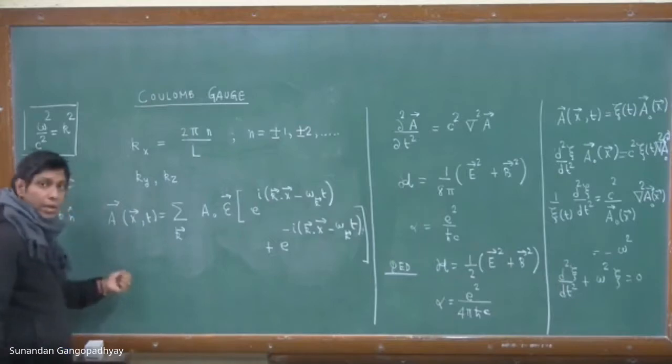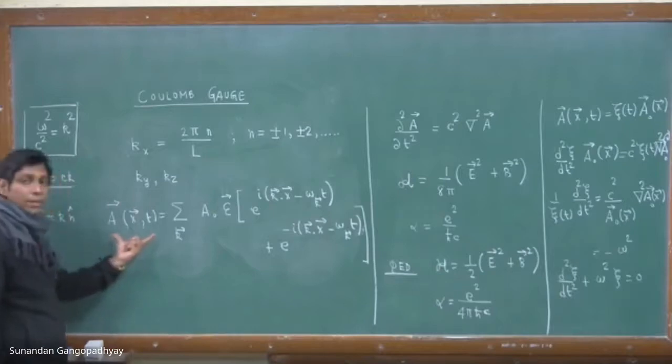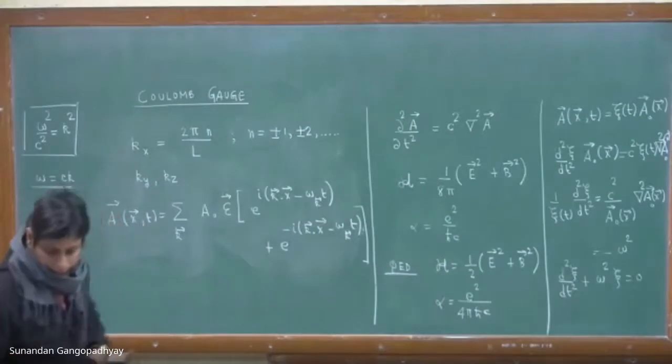You will not have a solution for A0 because A0 we have already fixed by the gauge. A0 is 0. So the only thing that remains is the A vector. Is this okay? Is this clear?